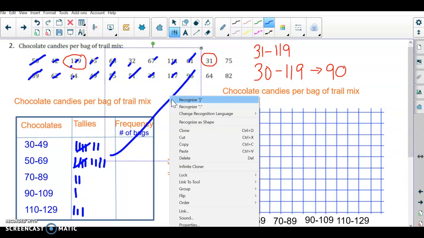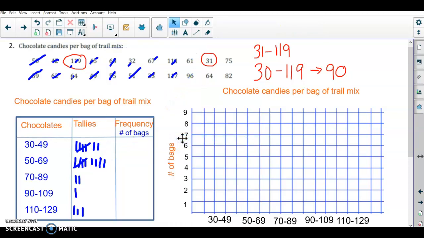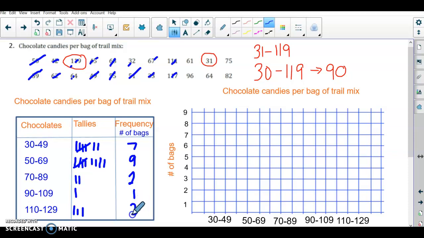Okay, so there's 2, 4, 6, 8, 10, 12, 14, 16, 18, 20, 22. Let's add this up and make sure. This is 7. This is 9. 2, 1, and 3. So 7 and 3 is 10, 9 and 1 is 10, and 2, that's 22. So I have all my data pieces here.